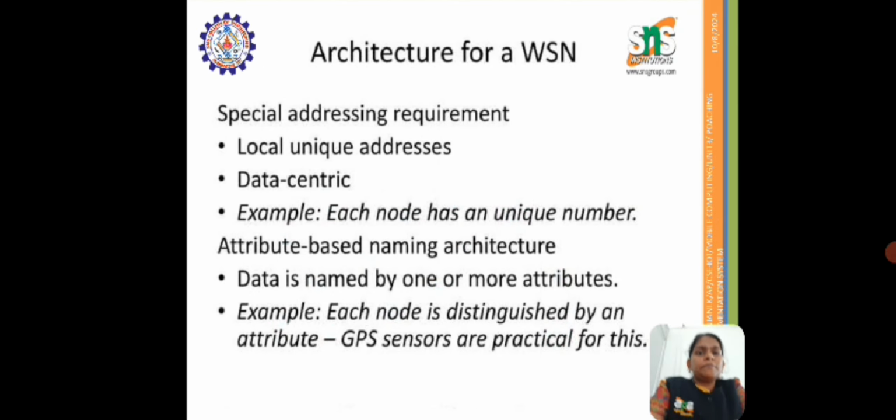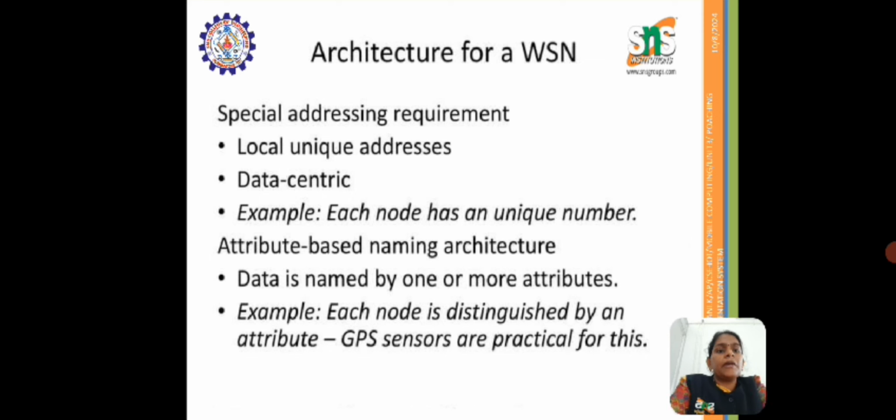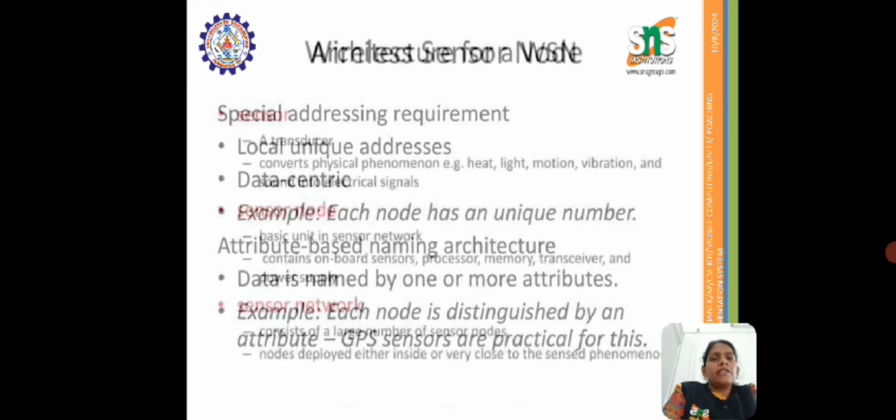Next is the architecture of the wireless sensor network. There is a special addressing requirement with local unique addresses and a data-centric approach. Each node has a unique number, and it is an attribute-based naming architecture. Here data is named by one or more attributes. For example, each node is distinguished by an attribute, that is GPS, sensors, and so on.